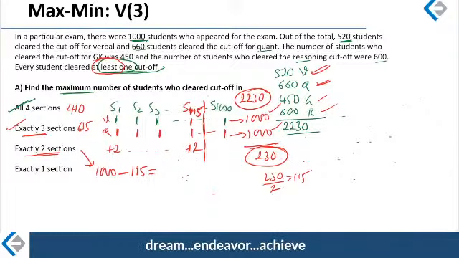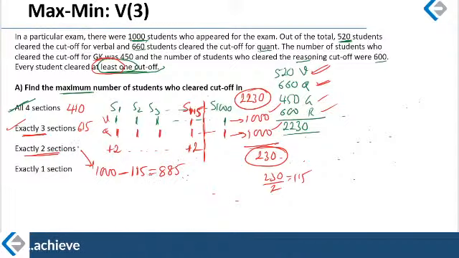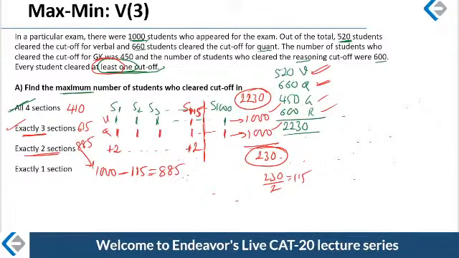Yeah, 115. All right, therefore you say that this has become 885. That's your answer, friends. 885 would be the answer for this particular question. Okay, next one, exactly one section.